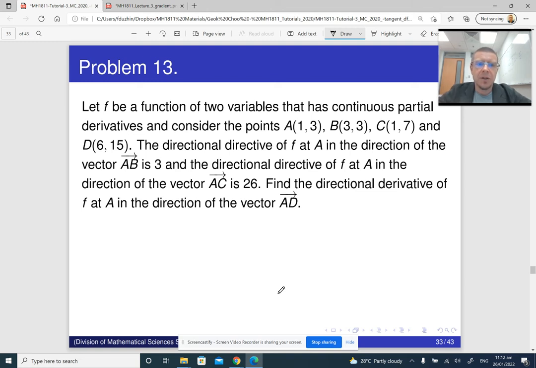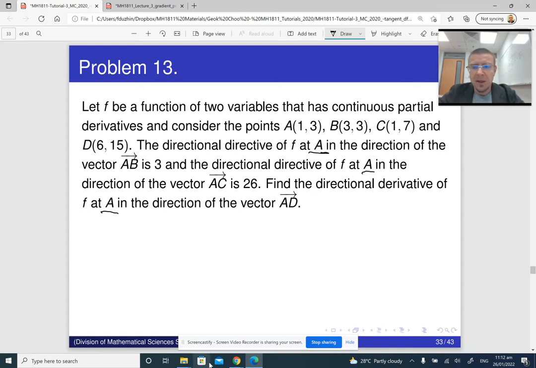Okay, in the next question, we have a function of two variables, so it has continuous partial derivatives, and we have 4 points, a, b, c, and d, right? And we are given the directional derivative of f at the point a in the direction of the vector ab, again at the same point in the direction of the vector ac, and we need to find the directional derivative of f at the same point a in the direction of the third vector ad, right?